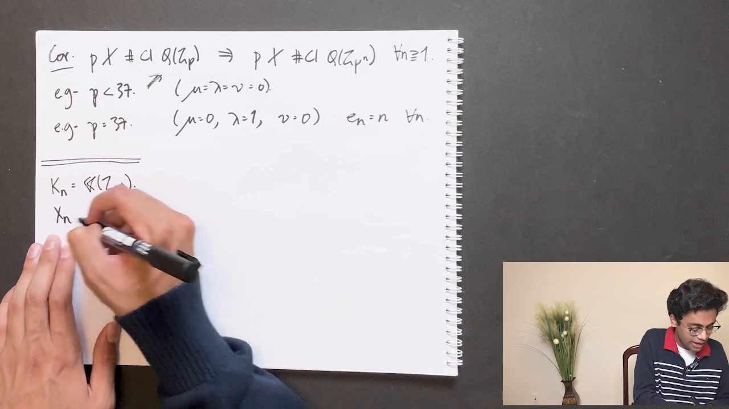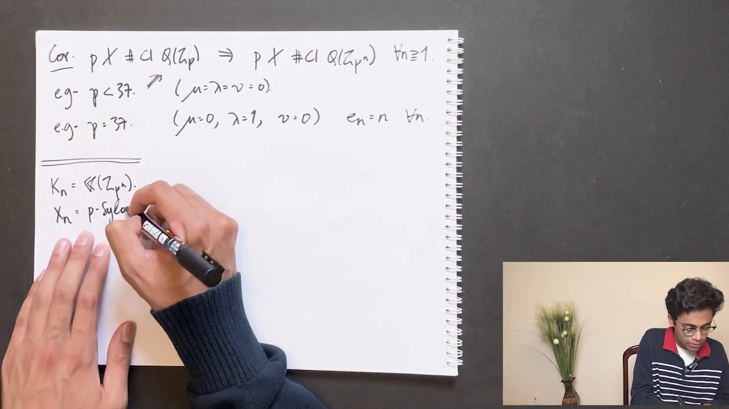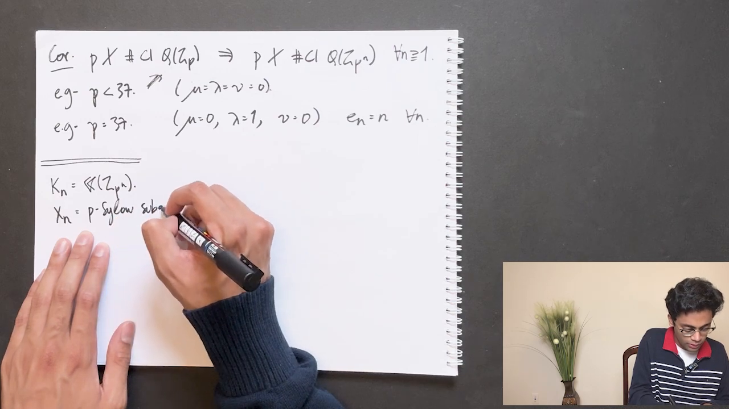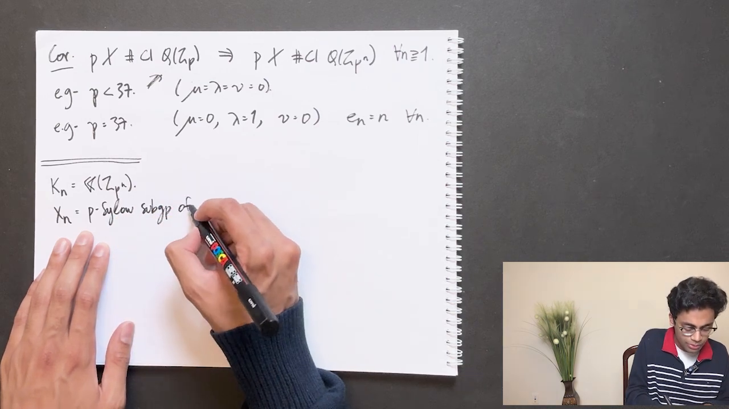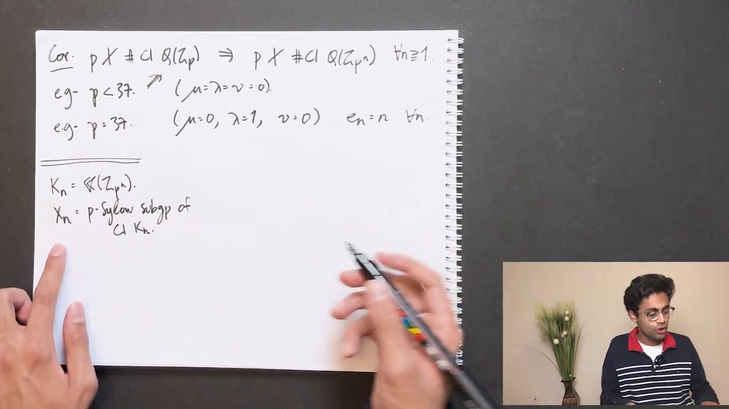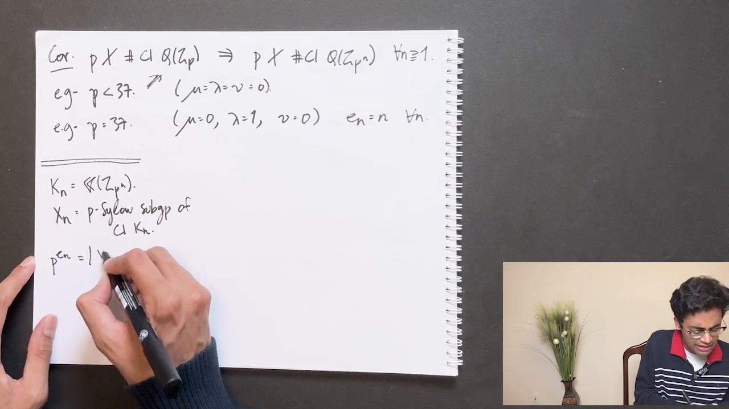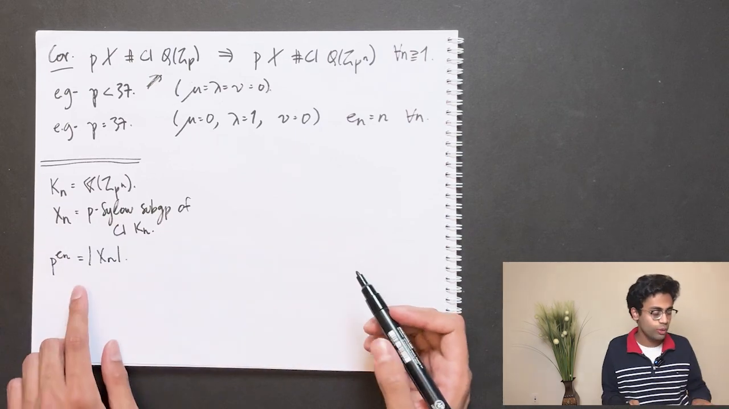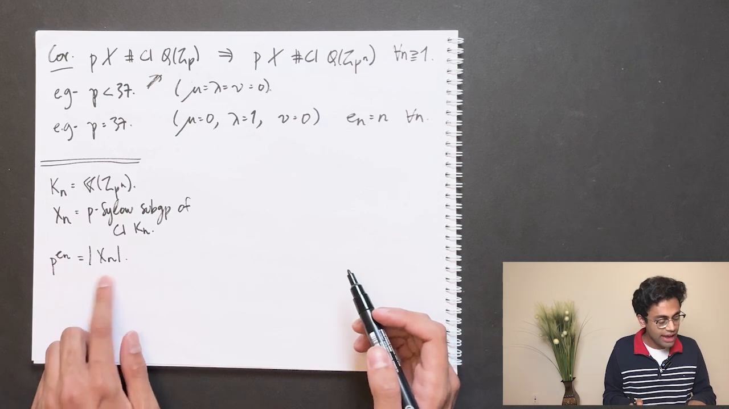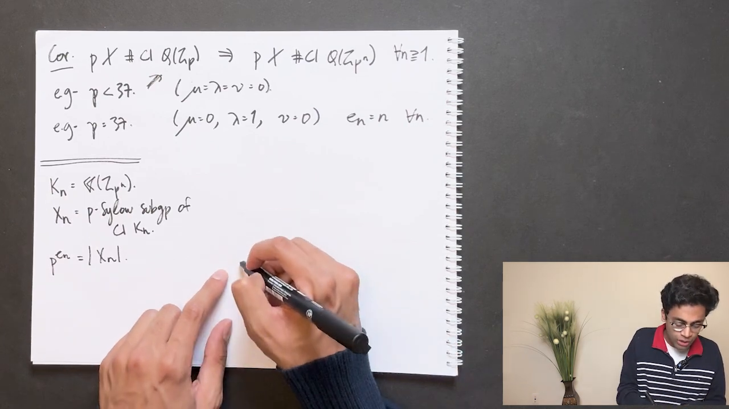And I'll say Xn is the p-Sylow subgroup of the class group of Kn. Okay, so in this notation, p^e_n is simply the size of Xn. So we want a formula for the size of these groups. So let's draw this in a picture.